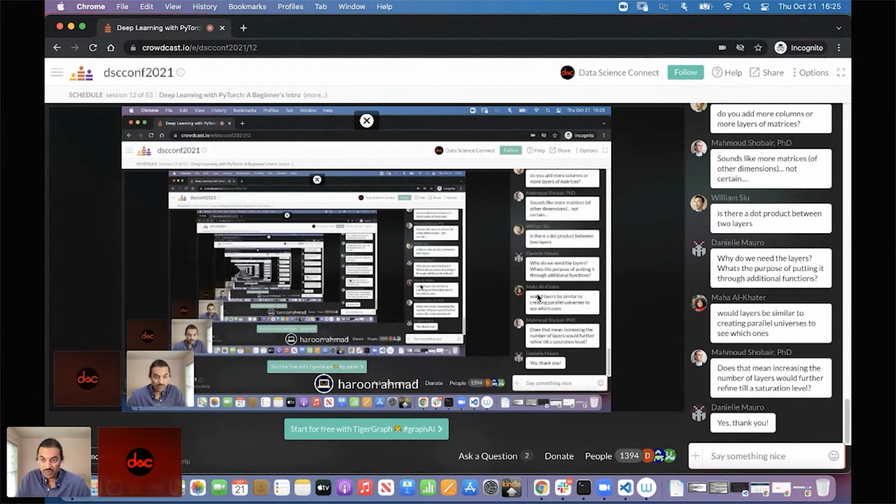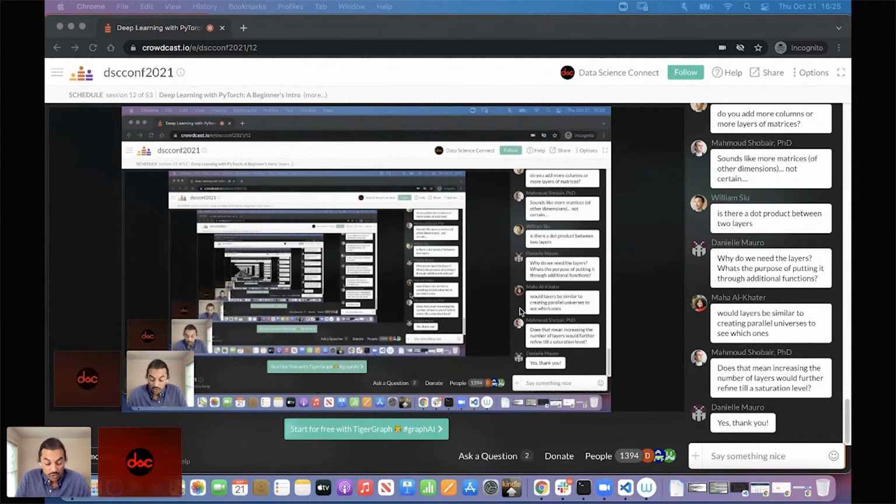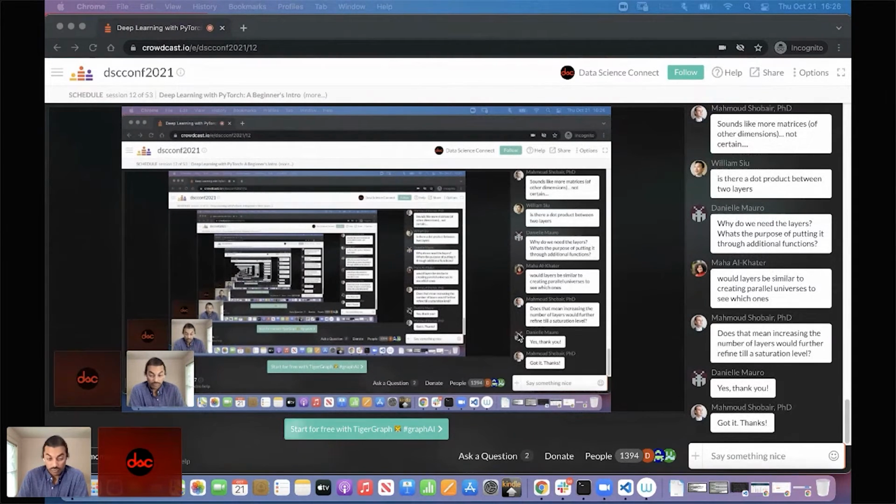And I see a question from Mahmoud. Does that mean increasing the number of layers would further refine? Great point. One of the problems you've probably heard of is overfitting, right? Overfitting is absolutely applicable for neural networks. You could have too many layers and the model knows what the data looks like, but to its own detriment. That's something you need to be careful of. Am I still getting the same output if I have 5 layers versus 4 layers? If that's true, maybe you want to peel back a layer. Just like all machine learning algorithms, this is definitely prone to overfitting. Absolutely.